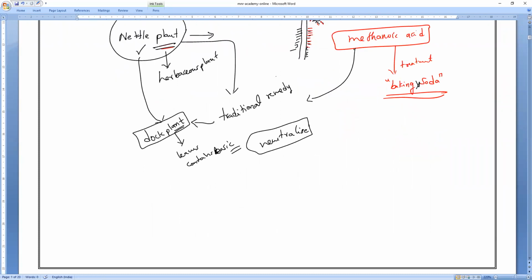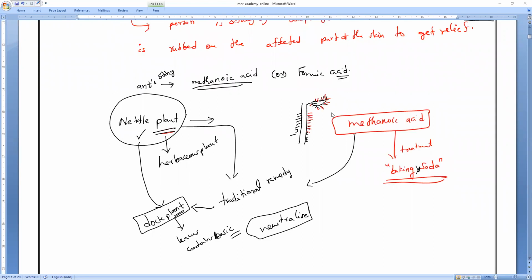Okay. So you might see that it will be like thorns. Thorns, you know, correct. Some plants have thorns to escape from the predators. Yes or no? Like that only, hair-like structures will be present. So that is what we call the nettle plant.